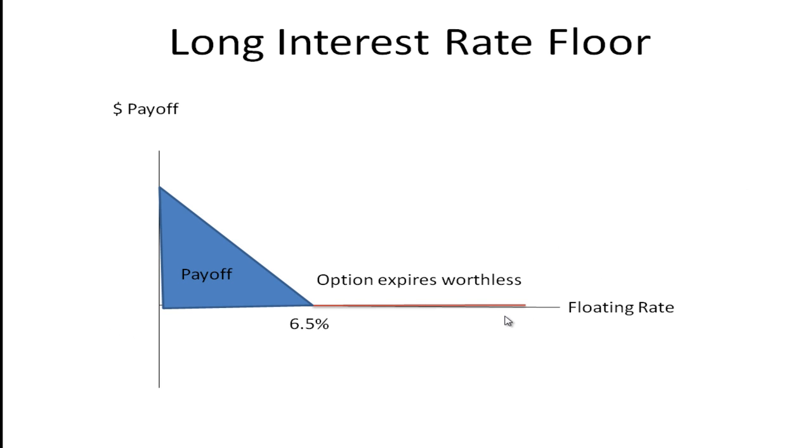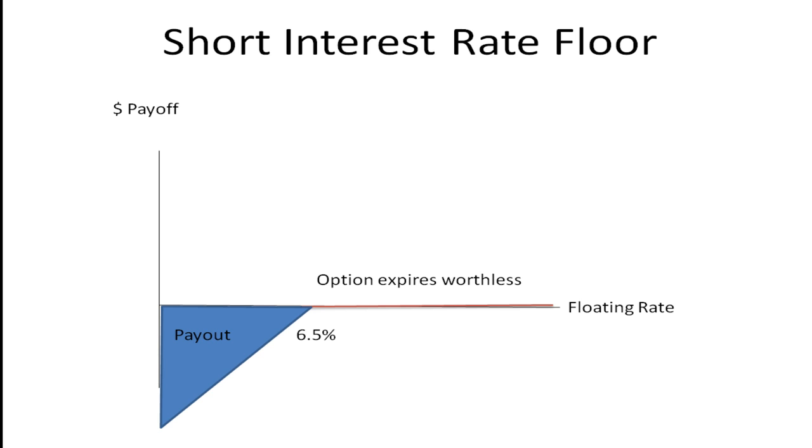So if we look at a graph of this, it looks very much like a European put option, a long position in a European put option with an exercise price of 6.5%. If the interest rate is above 6.5%, the option expires worthless. If the interest rate falls below 6.5%, then the firm that has the long interest rate floor position will receive a payoff.